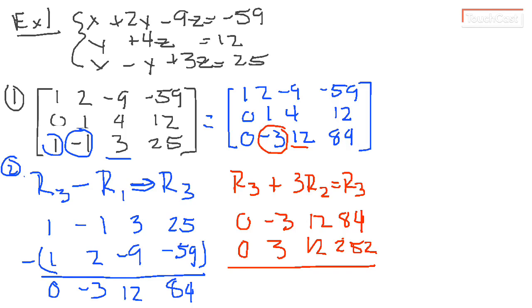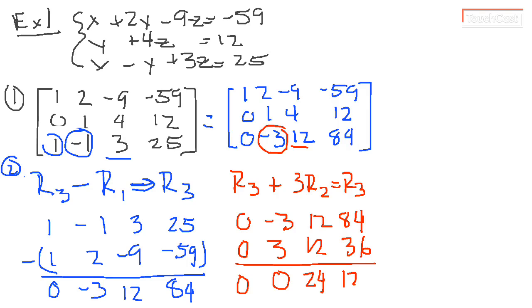And I actually made a mistake. I did not want to multiply 84 by 3. I want to multiply 12 by 3, which is 36. Now I can add those rows. 0 and 0 is still 0. -3 plus 3 is 0. 12 plus 12 is 24. And 84 plus 36 is 120.